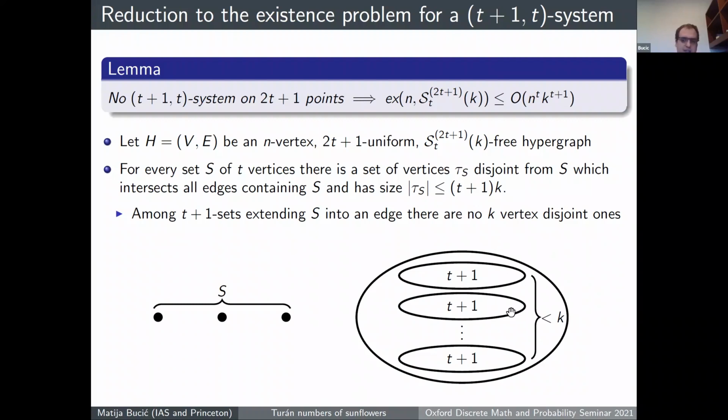The reason is that we can't have k vertex disjoint edges in this link hypergraph, because if we did, then they could make petals, and together with S being a kernel, this would give rise to this balanced sunflower. Because each of these extends S into an edge. So if you look at S as being a kernel, if they are vertex disjoint and there are k of them, this precisely corresponds to a balanced sunflower.